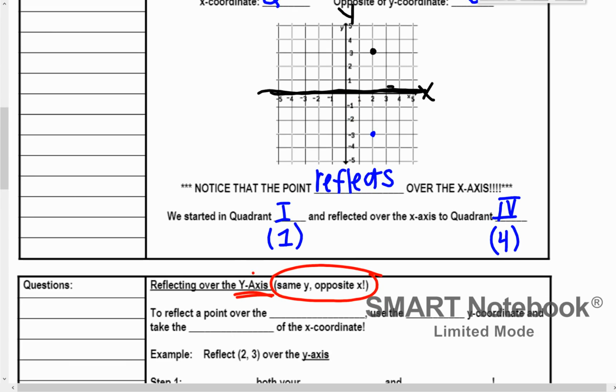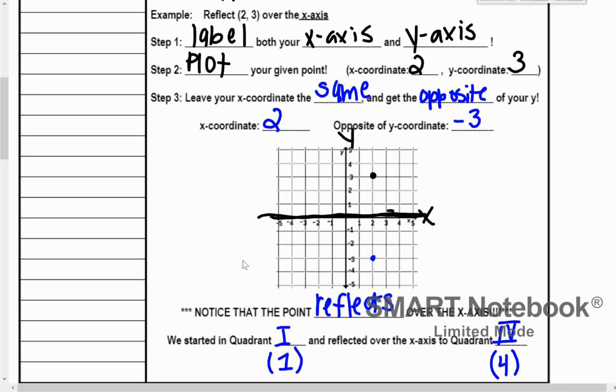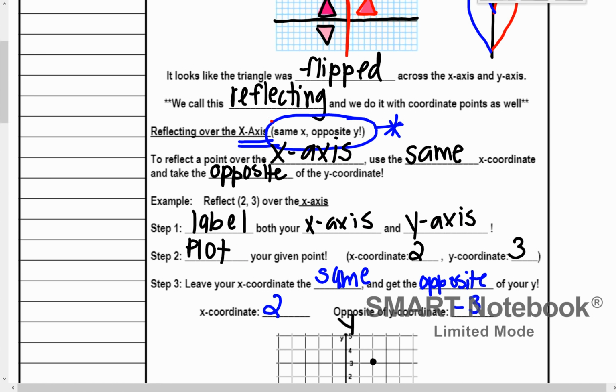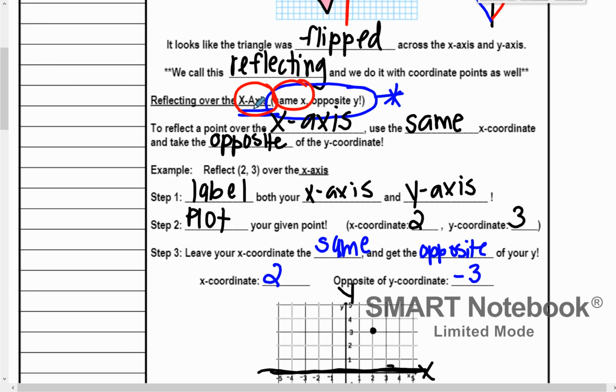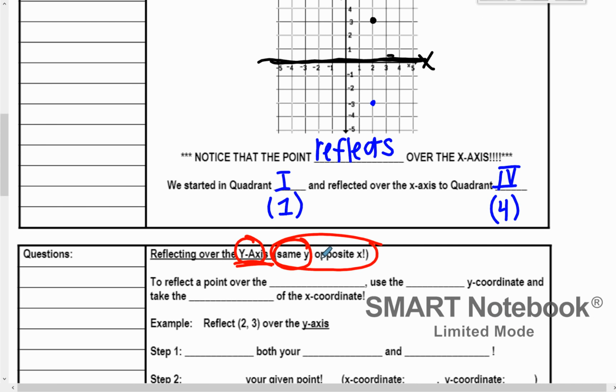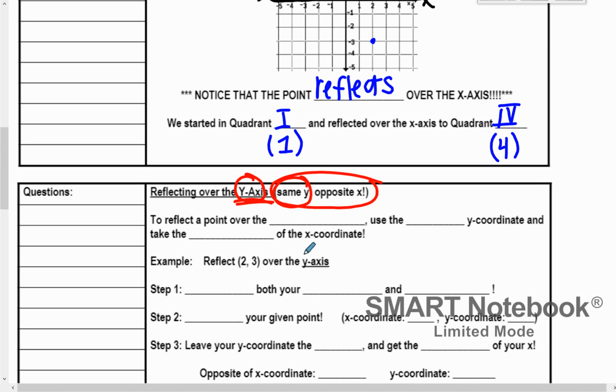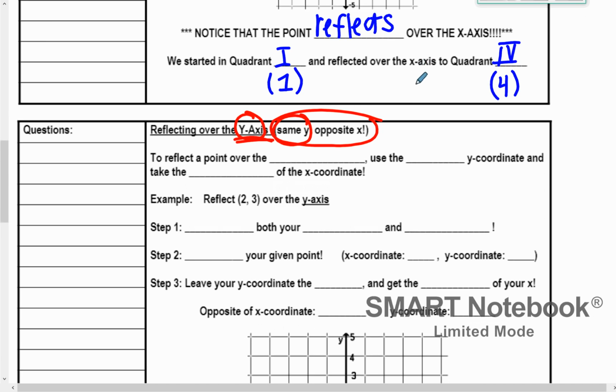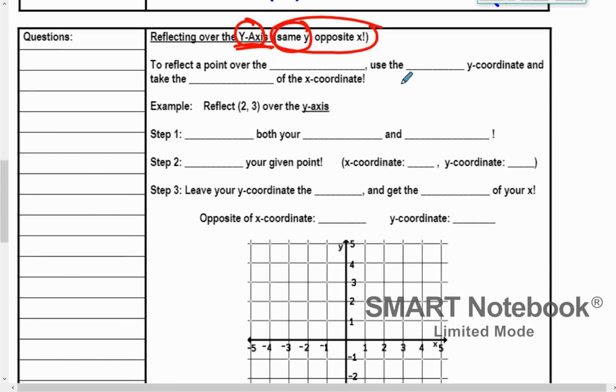Now notice, when we're over the y-axis, the y stays the same. When we're over the x-axis, the x stays the same. So that's just a little mental trick you can use to help you remember which one's which. If we're doing it over the x-axis, x stays the same. If we're doing it over the y-axis, the y stays the same. Okay. Let's go through these steps. They're going to be fairly similar until we get to that last step.